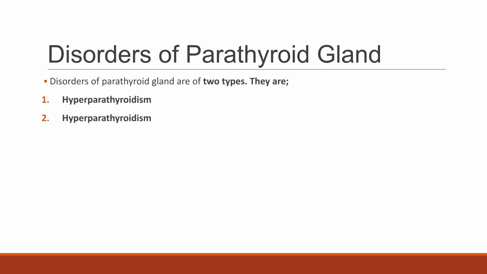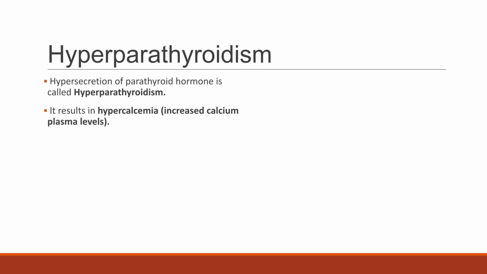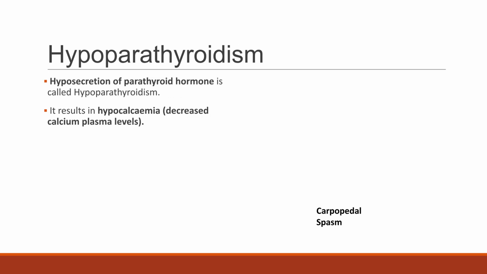The disorders of the parathyroid gland are hyperparathyroidism and hypoparathyroidism. Hyperparathyroidism is the hypersecretion of PTH, resulting in hypercalcemia, which is increased calcium plasma levels. Hypoparathyroidism is the hyposecretion of PTH, leading to hypocalcemia, or decreased calcium plasma levels, which can cause symptoms like carpopedal spasm.